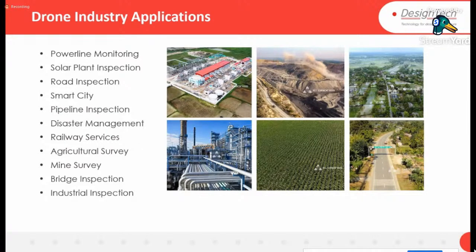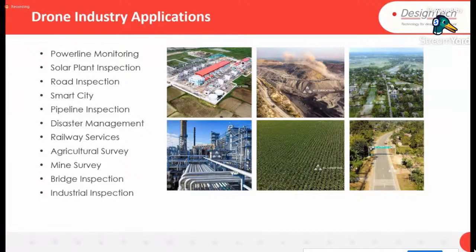I gave you a city example, but drones are being used extensively on highways to look at the road conditions, because the vehicles on a highway fly at a very high speed, and any damage to the road could also mean damage to the vehicle and accidents could take place. So that's where it's used for road inspection. It's used in smart city inspection, such smart city projects. It is used in pipeline inspections, disaster management.